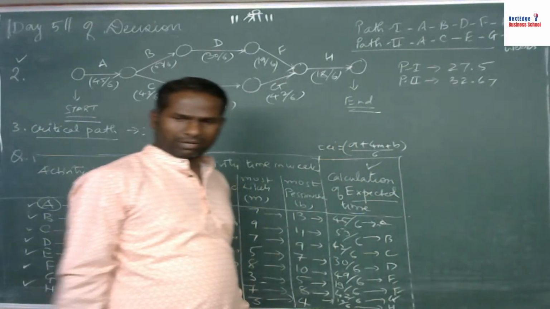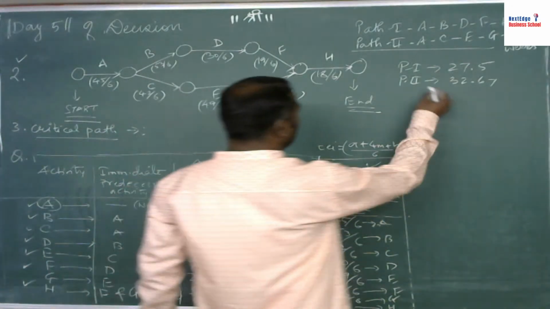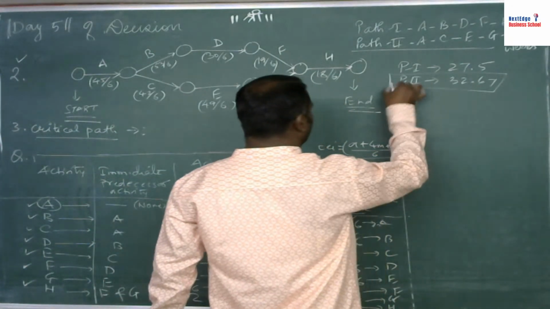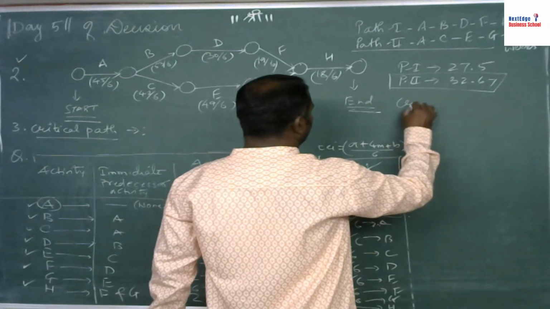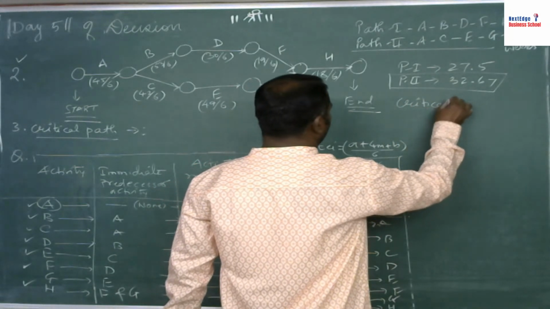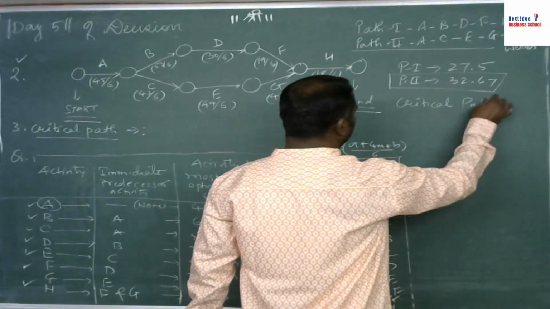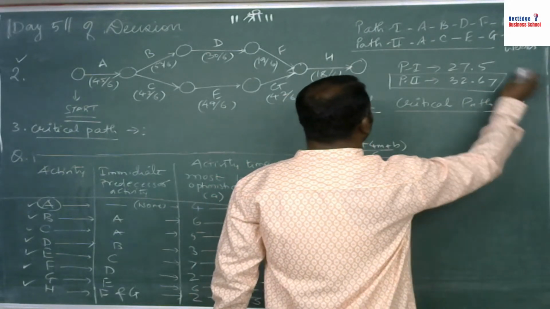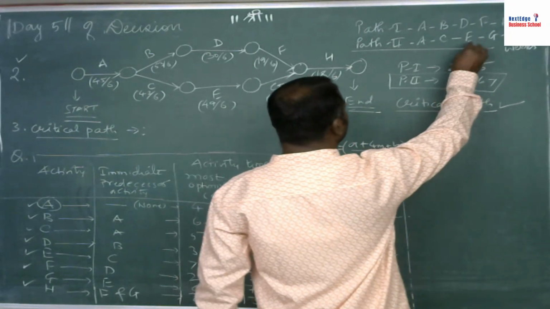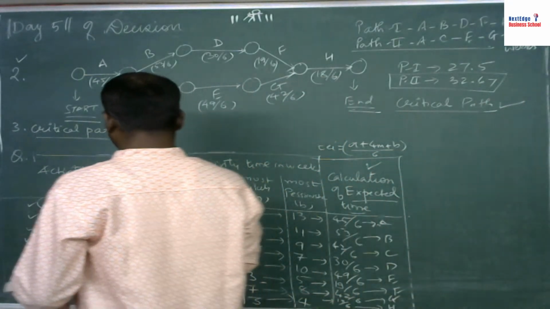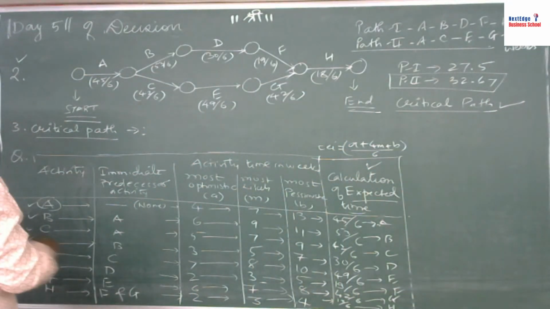So obviously, as per our understanding, for path 2 the time required is more, so path 2 can be referred to as the critical path because it takes more time. So A, C, E, G, H is the critical path in the given problem. So what is our rule?